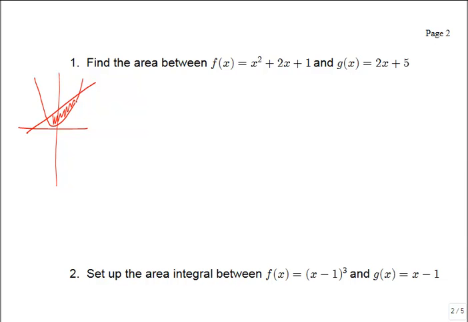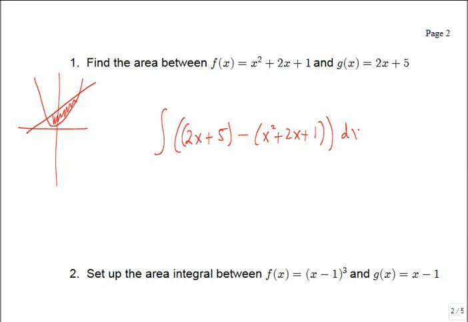Now the key to this is recognizing, first of all, what function is on top and what function is on the bottom, so that we subtract top minus bottom. In this picture with this region, we can see that the line is on the top and the parabola is on the bottom. So in terms of our integral, inside we're going to want to take the linear function, which is the 2x plus 5, and subtract from it the quadratic function. When I subtract, I want to wrap it in parentheses because I want to subtract that entire function from the entire line.